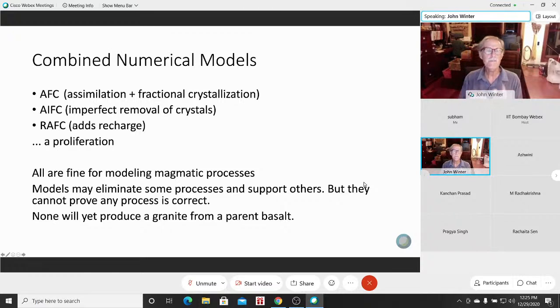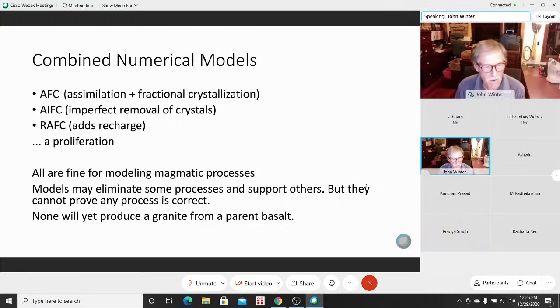There's a huge proliferation of models right now, and they're all fine for modeling magmatic processes. Okay? And models are pretty good because they may pretty cogently eliminate some processes that just don't work well with the models. And they may support others. But mathematical models cannot prove that any process actually takes place. Okay? It may work in the model, but the Earth doesn't always listen to those models and often has its own ideas.